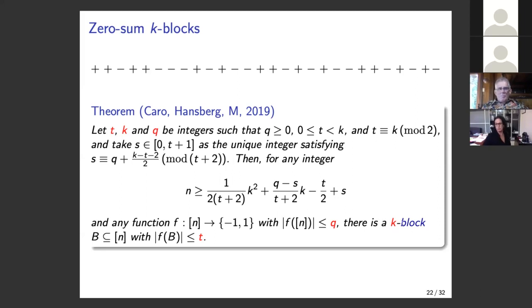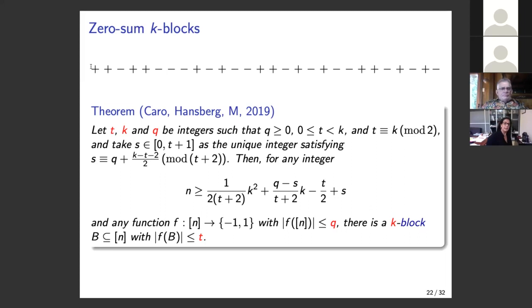So we work with blocks instead of arithmetic progressions, and we manage all the parameters that we could manage. That is the length of the block, the boundedness in the whole universe, and the boundedness in the block that you will find. And our result is tight in all senses. And we also characterize the sequences that are extremal.